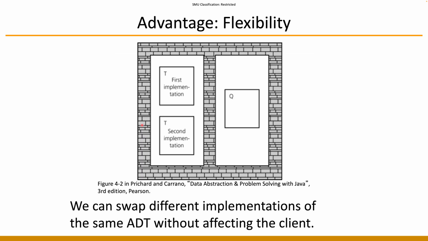The final feature, which again is a direct result of the previous two features, is flexibility, right? So now just imagine we have the first implementation, but after a while, we have made some modification to it to make it maybe more efficient. Maybe we can use it differently in different contexts.